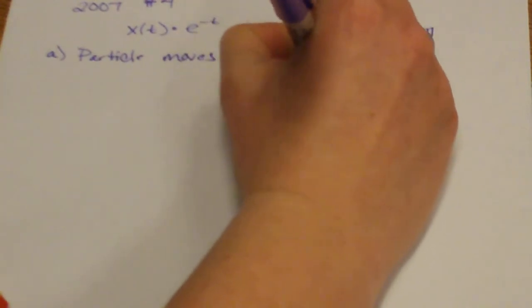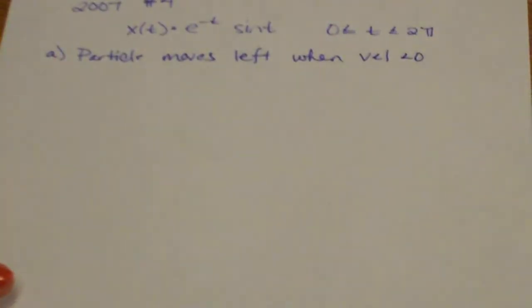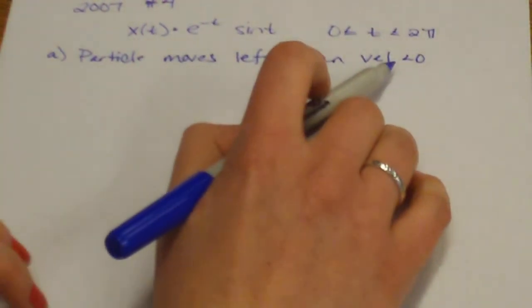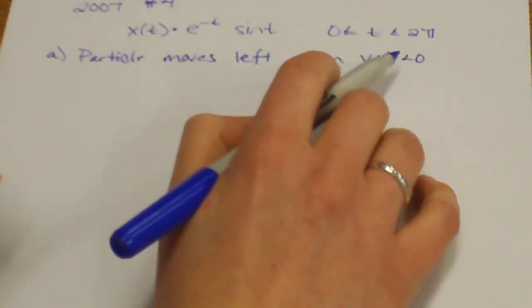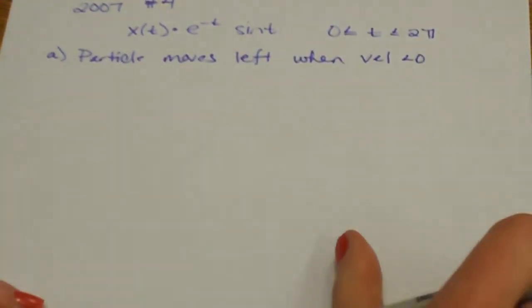moves left when velocity is less than 0 or velocity is negative. If I want to find out when this is happening, then I better find out when velocity is 0 and then set up a number line so I can figure out when is it moving left and right and try to figure out when is it furthest to the left.